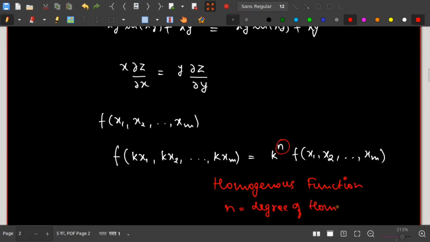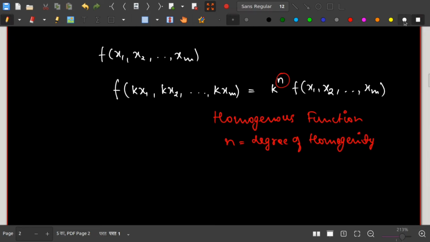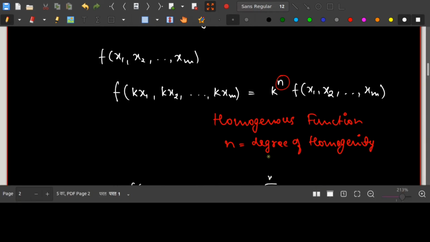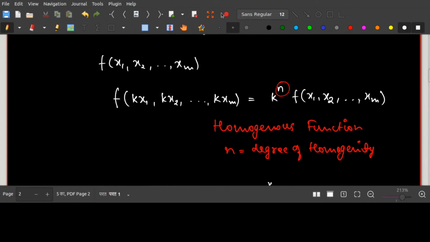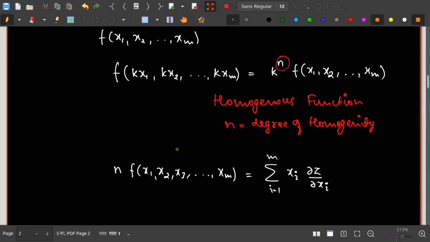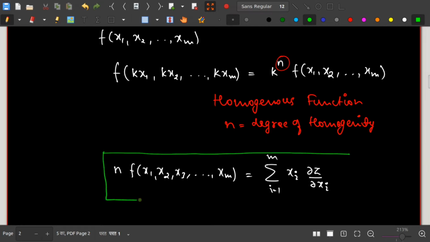There is a theorem for this homogeneous function, Euler's theorem, which says that if you have a homogeneous function of degree n, then n times the function itself equals the sum of each variable multiplied by the partial derivative of the function with respect to that variable. So this is what Euler's theorem states for any homogeneous function of degree n, the degree of homogeneity n.